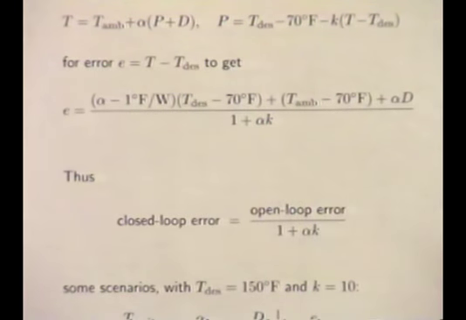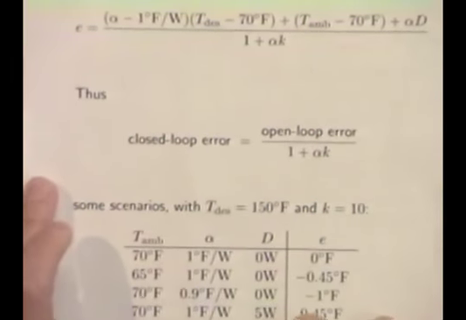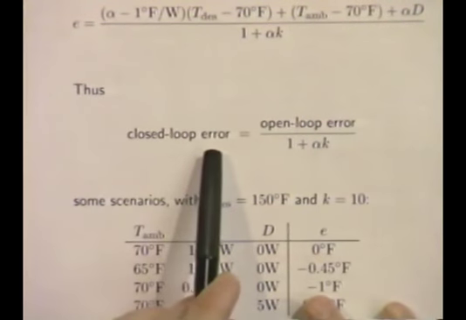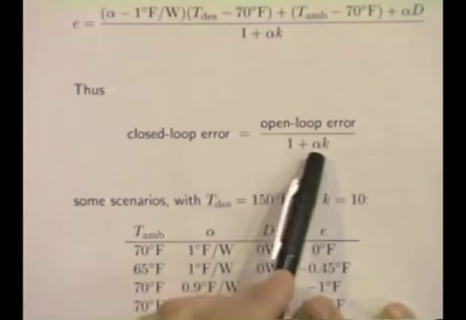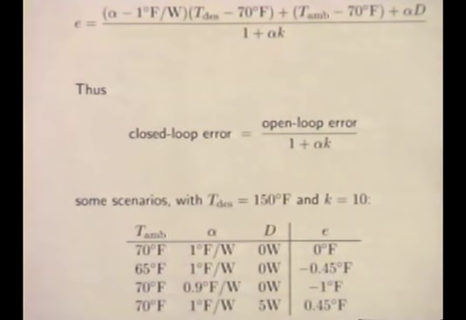Now that ought to look familiar to you because that's basically 1 plus, and then you say, well, that's the loop gain. That's it. Okay? So in fact, what we just found is that the closed loop error is equal to the open loop error divided by 1 plus alpha k. But that's like the sensitivity of a feedback loop. Well, of course, that's what this is, right?